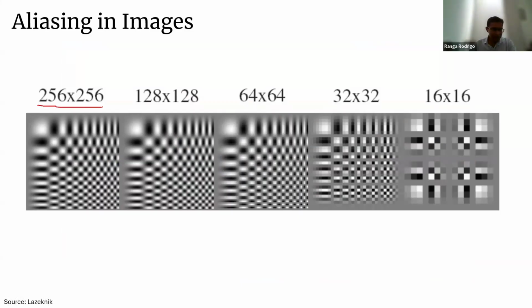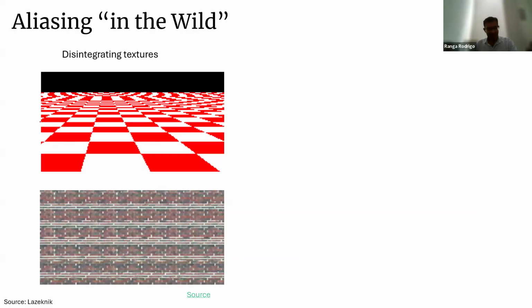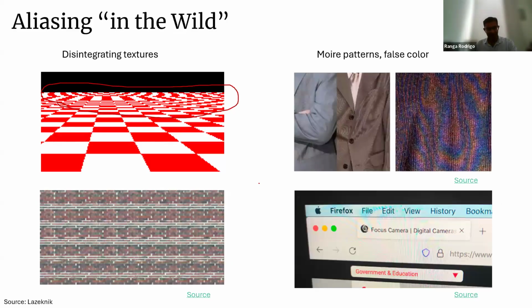an image represented at 256 by 256, you can see the black and white pattern. 128 by 128 sort of okay. 64 by 64 sort of okay. 32 by 32, now you can see crazy things start happening here. 16 by 16, we don't know, it doesn't even represent this one, right? So therefore, aliasing is a serious problem in images. You can see disintegrated texture can happen because of that.